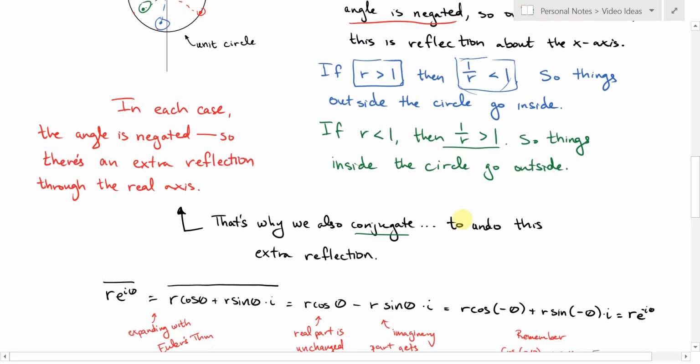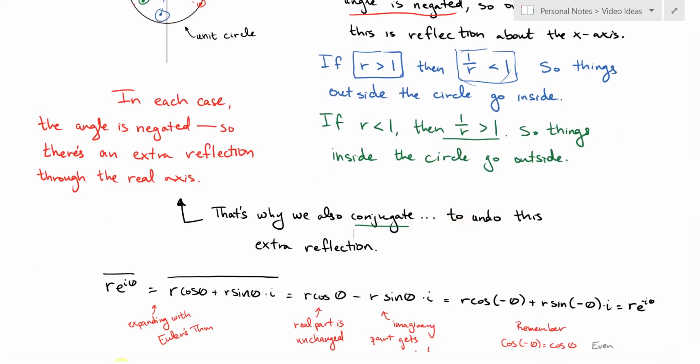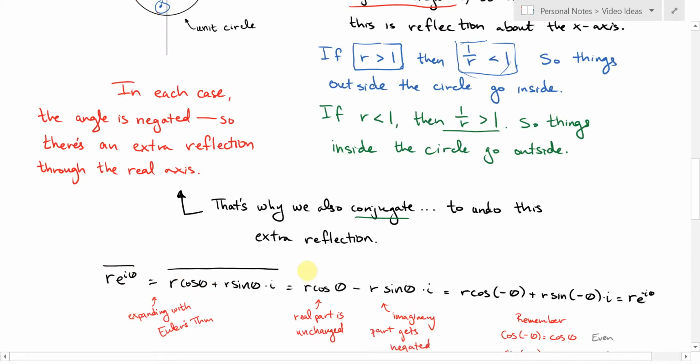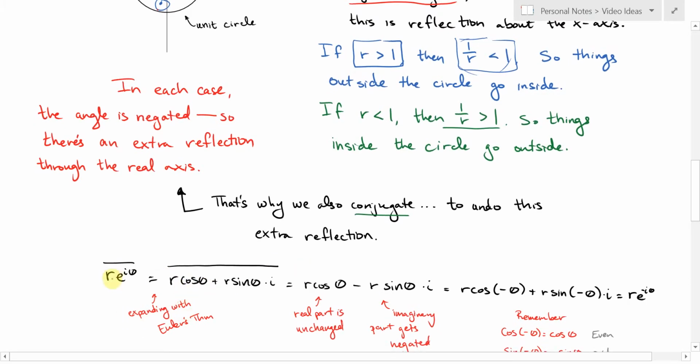So in symbols, here's what it looks like. If you're just conjugating r e to the i theta, so we're looking at how conjugation looks in polar coordinates, then that's the conjugation of, and here I'm using Euler's formula to break r e to the i theta into r cos theta plus r sin theta times i. And it's the conjugate of that. But of course, this is our real component, and this is our imaginary component.